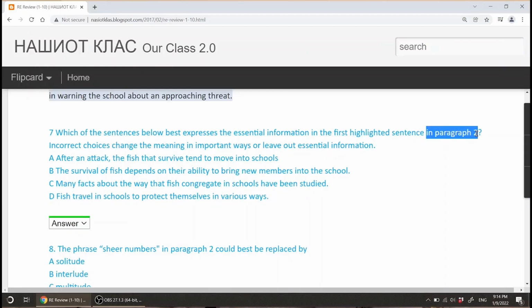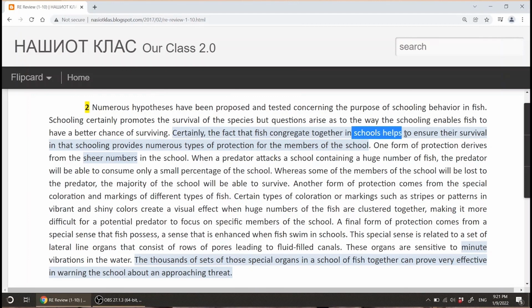Although this question doesn't guide you to a paragraph, you will know it's related to paragraph 2 after finishing question 7. This is why you need to answer TOEFL questions in order. You know, fish in schools helps to ensure survival. Keep skimming through the paragraph, you will find this.